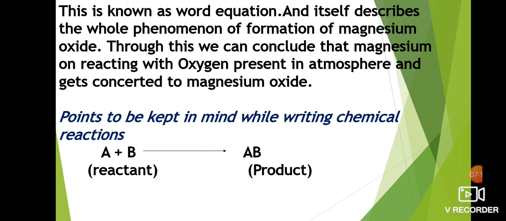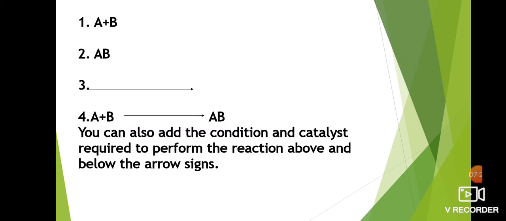Observe this equation. Here it's a general equation. Understand? Here A and B are the reactants that are present on the left hand side. AB is the product that is present on the right hand side. What are the points to be kept in mind while writing chemical reactions?